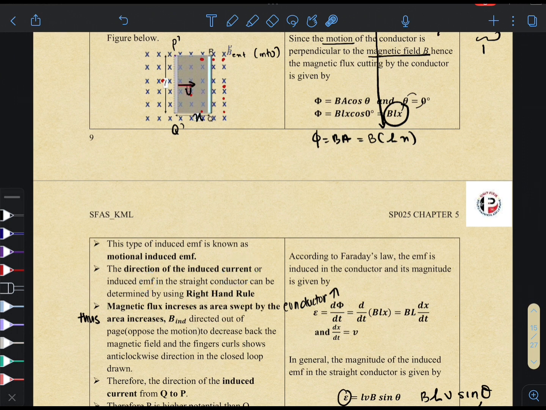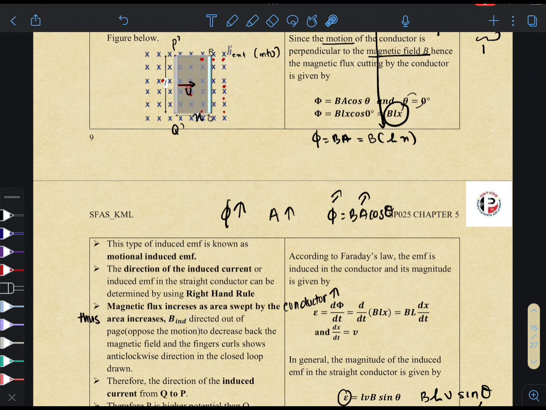So magnetic flux increases as the area swept by the conductor increases. Flux will increase when the area swept by the conductor increases. Why? Because flux equals BA cos theta. So when the area increases, flux will increase too. Thus, as area increases, B is induced. Thus, as area increases, B will be induced. The induced B is directed out of the page.